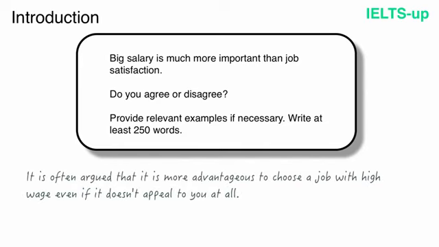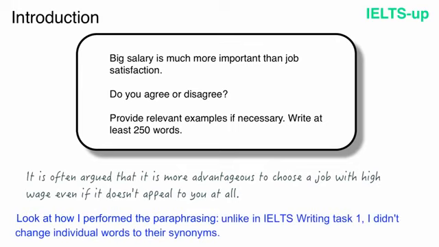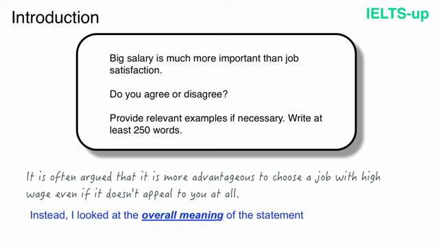Here's how I wrote the first sentence of our introduction. It is often argued that it is more advantageous to choose a job with high wage, even if it doesn't appeal to you at all. Look at how I performed the paraphrasing. Unlike in IELTS Writing Task 1, I did not change individual words to their synonyms. Instead, I looked at the overall meaning of the statement and restated the whole idea with other words.